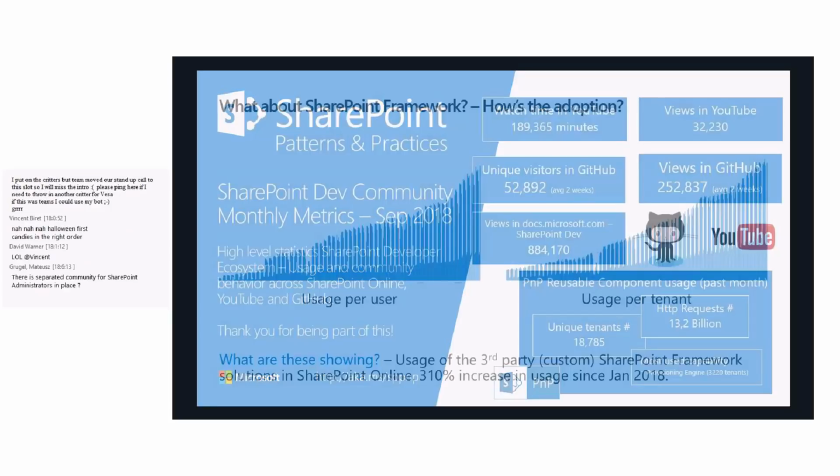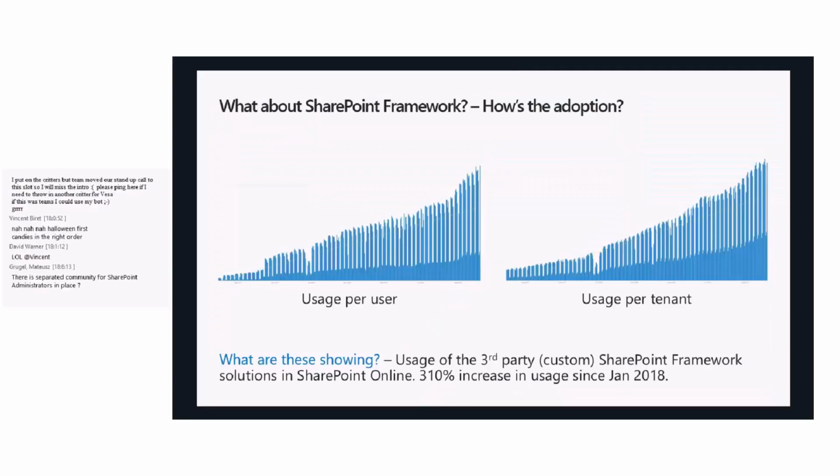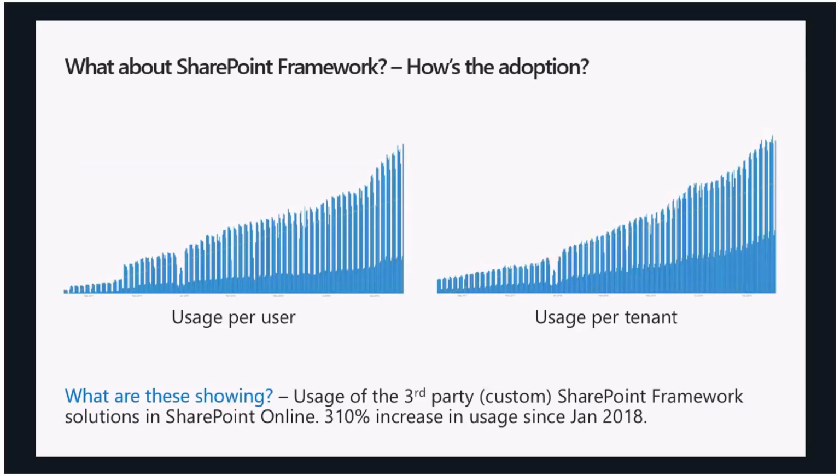of tenants. Now, on the other metrics, we don't actually expose the exact metrics on the SharePoint Framework usage and adoption, but we hinted how fast people are adopting this. So this is there to show you the usage curves for the third-party custom SPFx usage in SharePoint Online. So the usage per user and usage per tenant, and you can see how fast the curve is going deeper and deeper, and adoption is growing all the time. This is updated with yesterday's numbers from SharePoint Online, so these are really recent.